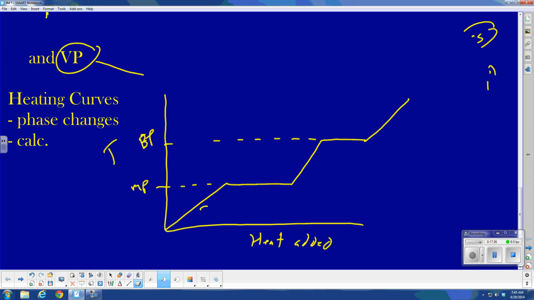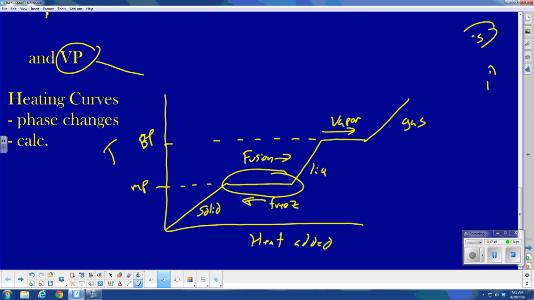And so this is going to be my solid area. This is going to be my liquid area, and this is going to be my gas area. And this area is going to represent what? Fusion. In this direction, it's going to represent freezing. And this is going to represent what? Vaporization. And in this direction, condensation, right? Good. And so that's our heating curve.